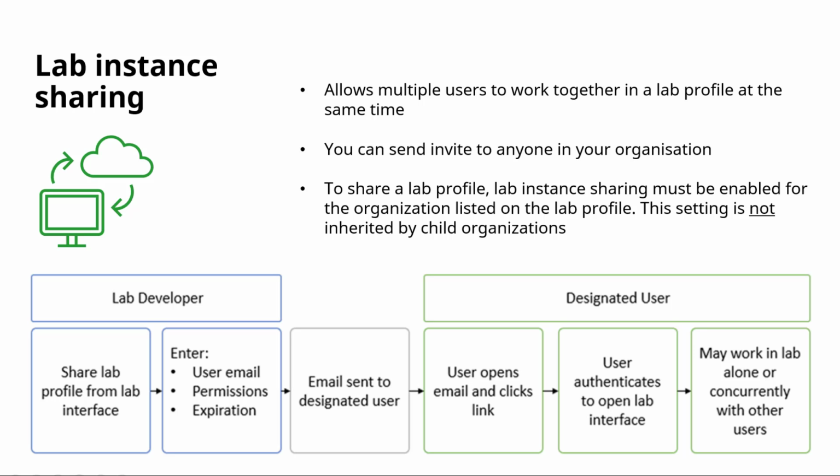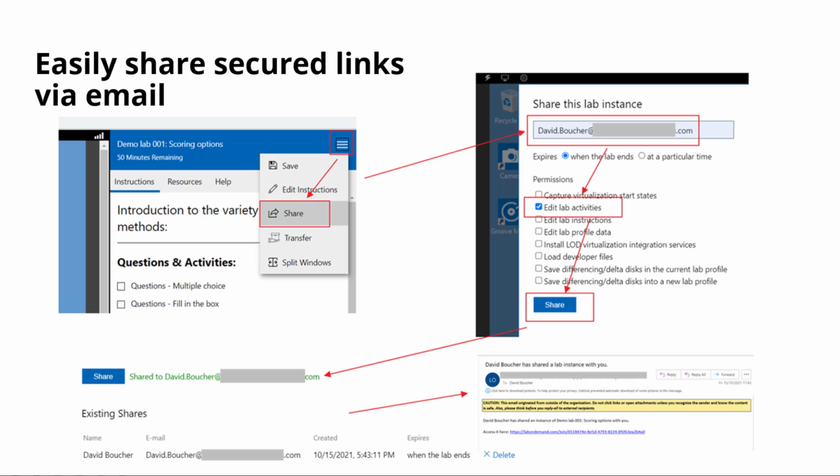Now, here's a number of screenshots showing the process, but I will switch to an active lab in a moment to actually show you what it looks like. So you click on the hamburger menu, click on share, specify the email address, and when it's going to expire. Choose your permissions. Now, this is important because you can have people working simultaneously in the same lab without necessarily tripping over each other. Once you click on share, it'll be indicated and then listed below.